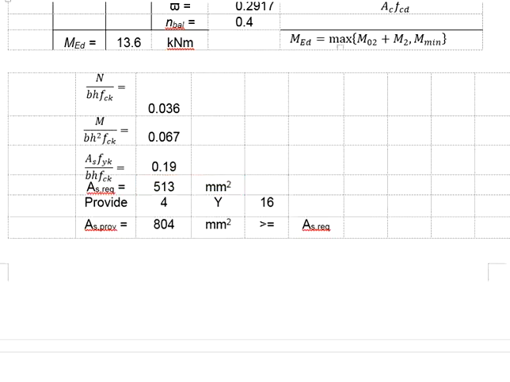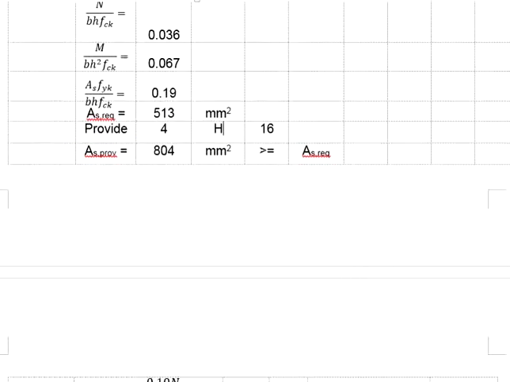Now you will need to provide the reinforcement bar. Minimum 4 units of reinforcement bar. 16 mm bar diameter is provided. You can try with 12 mm, but the rebar area is insufficient. Therefore, you will need to increase the size of the reinforcement. 4H16 will give you 804 mm square, where your AS provided is now greater than AS required. That means the provided amount of reinforcement bar is sufficient. Minimum number of rebar sufficient, minimum bar size sufficient, AS provided is also sufficient.